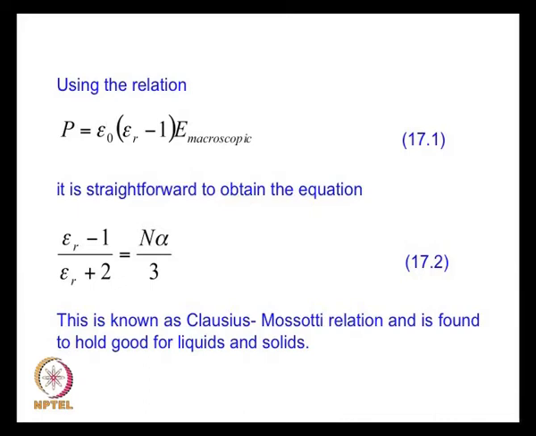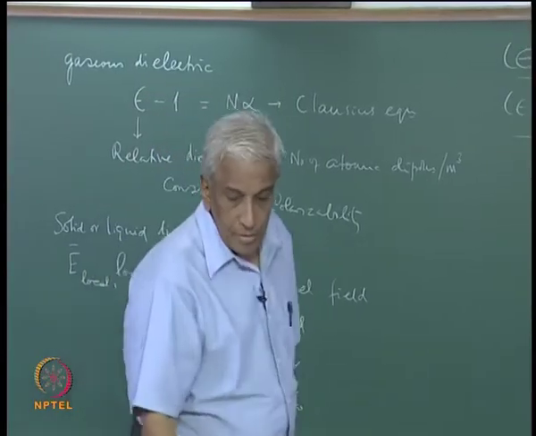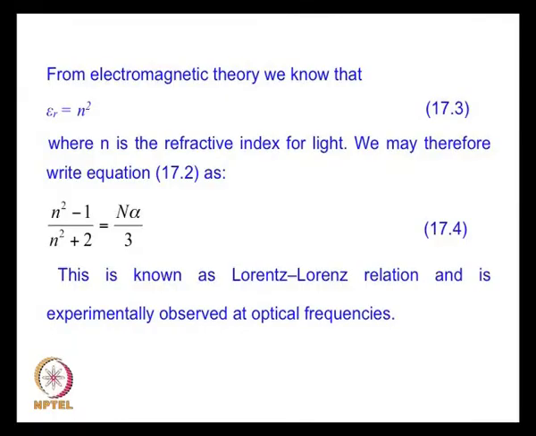and this is known as the Clausius-Mossotti equation. And this is what is valid for solids and liquid dielectrics. So, this is the Clausius-Mossotti equation which has to be used for solid and liquid dielectrics, and therefore of relevance to us.